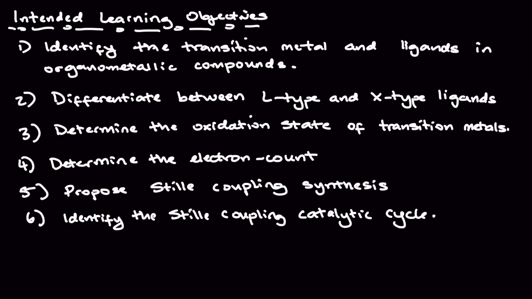Okay, so we've gone through an introduction to organometallic complexes. We've identified what a transition metal is, how to do some electron counting around transition metals. We know the different kinds of ligands that we can have on a transition metal, an X versus an L type ligand. We've gone through the Stille coupling synthesis. We've identified the elementary steps in the mechanism, our oxidative addition, our transmetallation, our reductive elimination, and we've addressed the stereospecificity of the Stille coupling reaction.